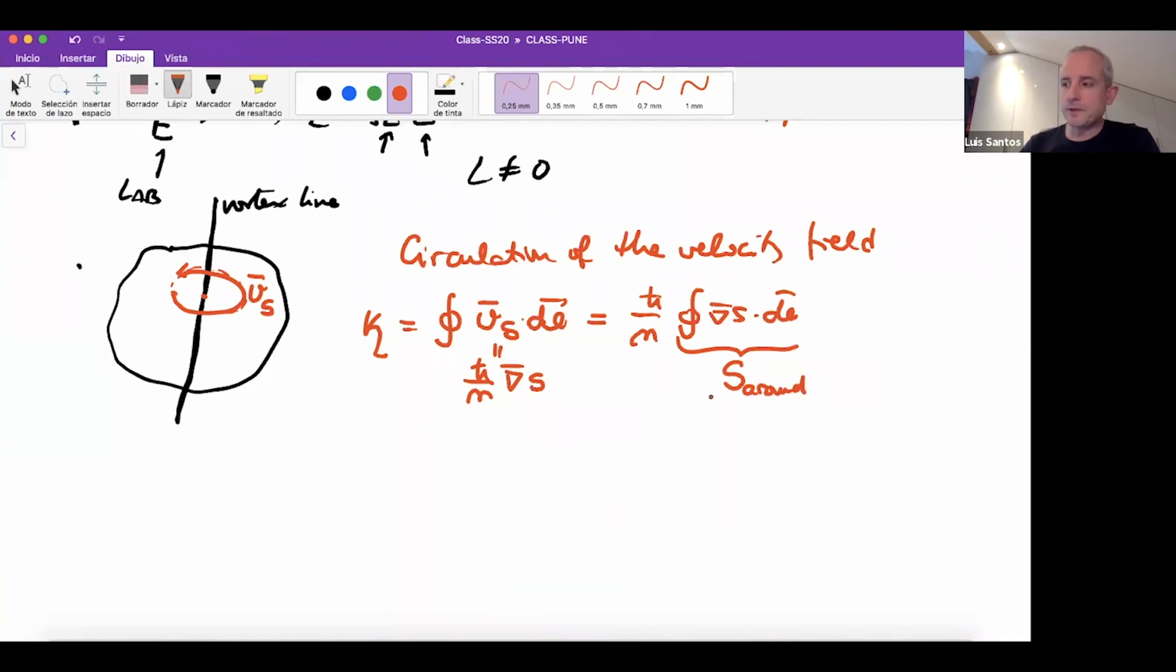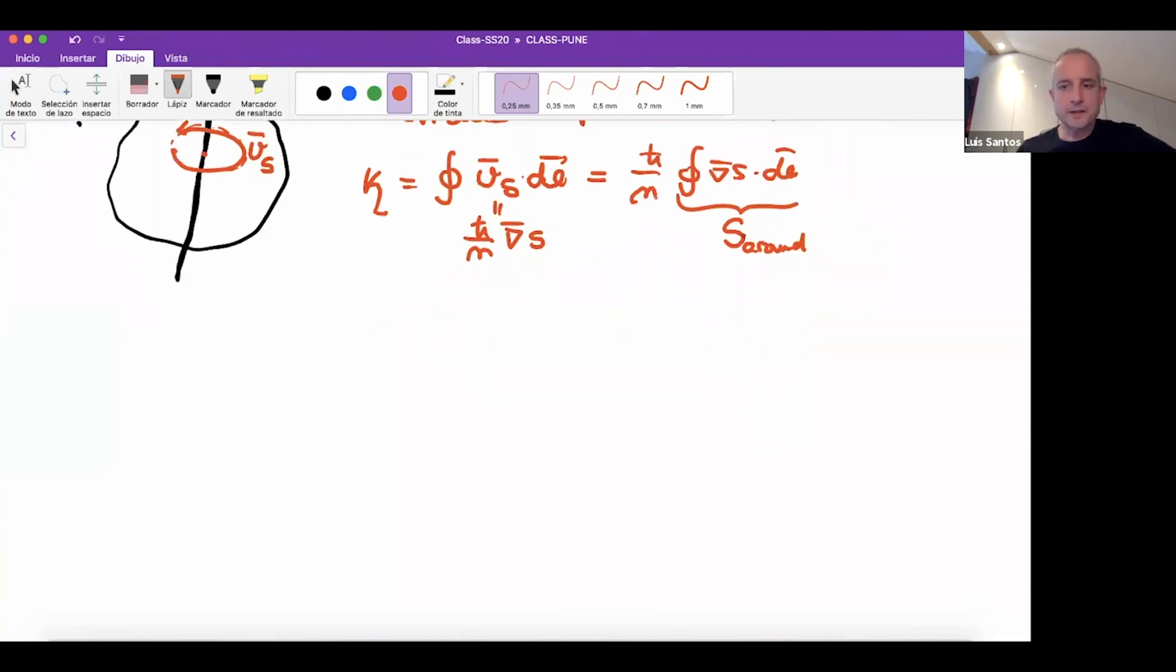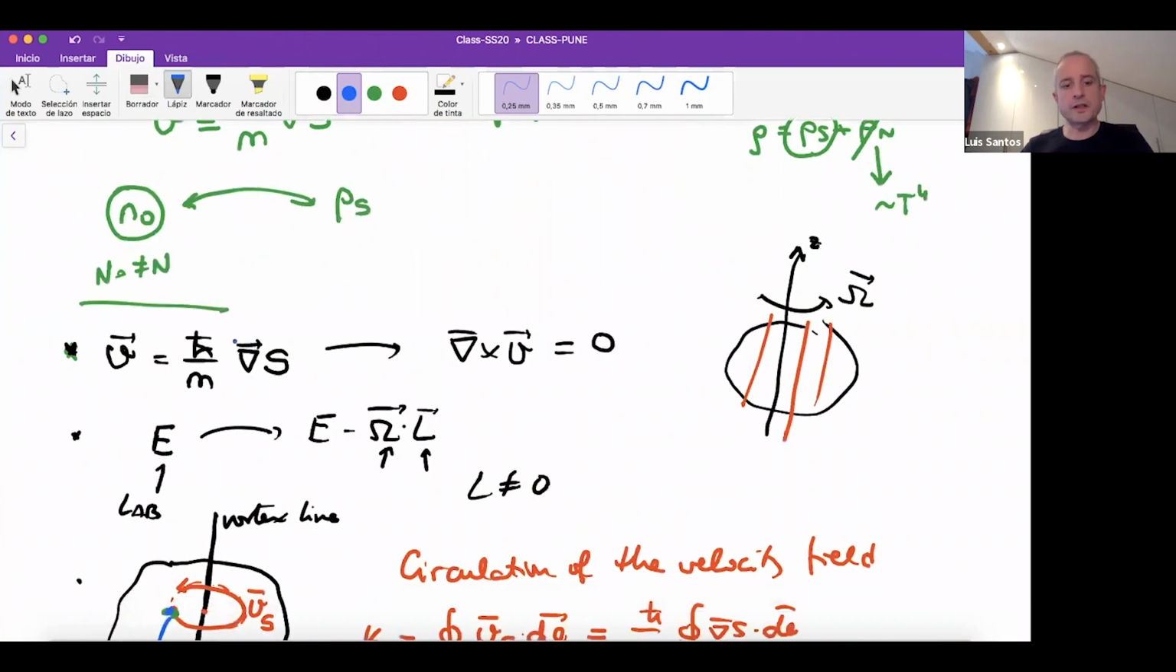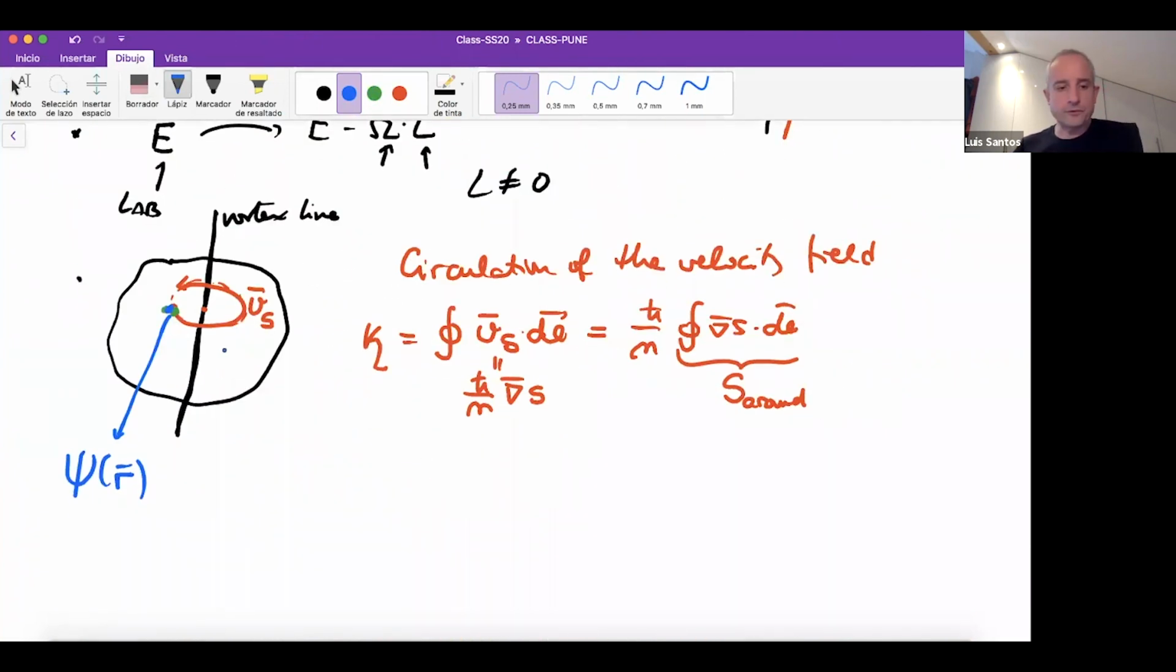But I have to take into account that when I go around the trajectory, I start at a given point and I end at the same point. So I start at this point and I end at this point, which is the same point. And at this point, I have a given wave function, psi of r. And this wave function of the condensate has to be uniquely defined. It is a density times a phase, and this phase has to be well defined. So this means that when I go around, if I pick up a phase, this phase has to be a multiple of 2 pi, 2 pi times n.